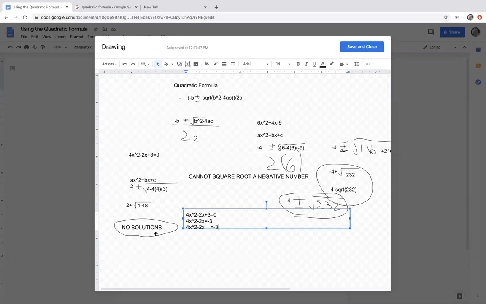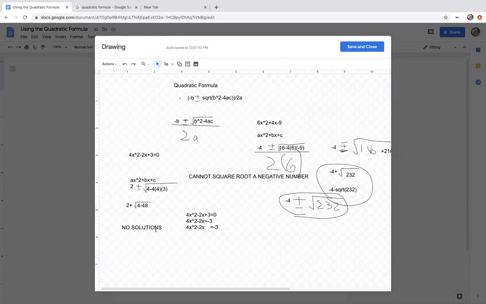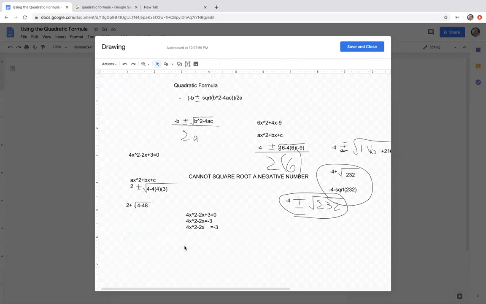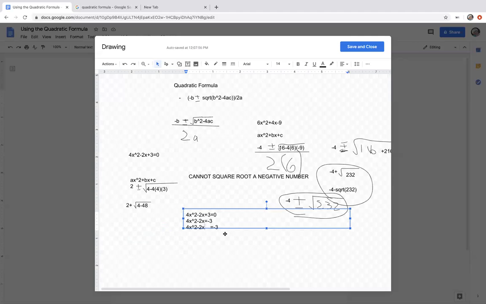I'm sorry, I accidentally said the answer was no solutions. The answer is not no solutions yet, because you can check with completing the square. And if you are able to do something with completing the square, it is not no solutions. So let me show you. There's a negative 2x. You don't think about the sign. You just divide this by 2 and square it. You divide that by 2, so it would be 1, and square it, so it would just be plus 1. So it would be plus 1 on both sides.